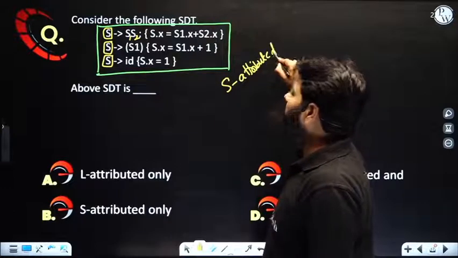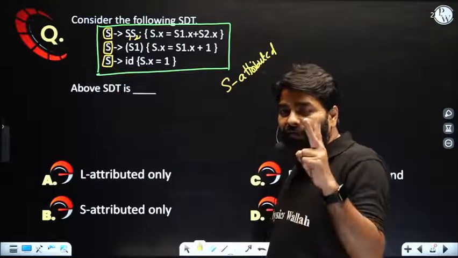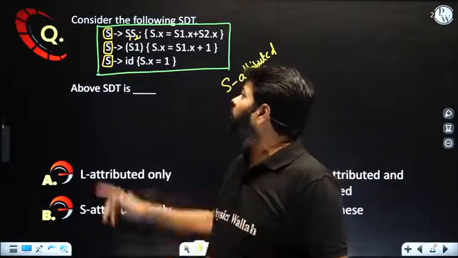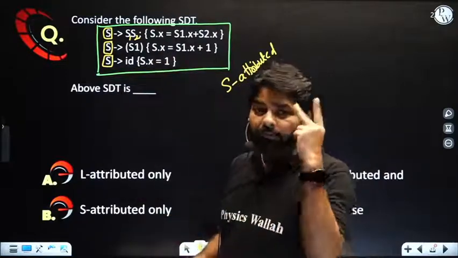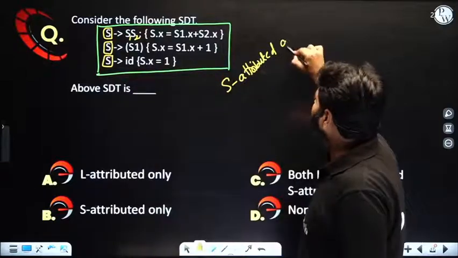I'm not talking about what type of attribute. I'm talking about what type of grammar. Both are different questions. What type of attribute? Then you will talk about X. What type of grammar? You will talk about the whole grammar. What definition is it following? S attributed grammar.